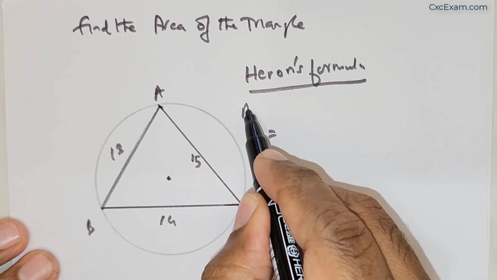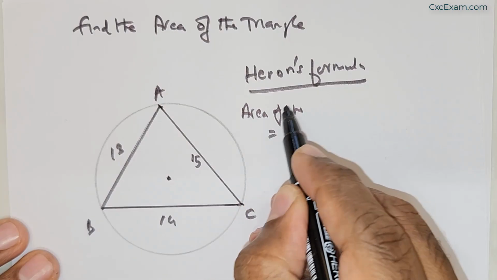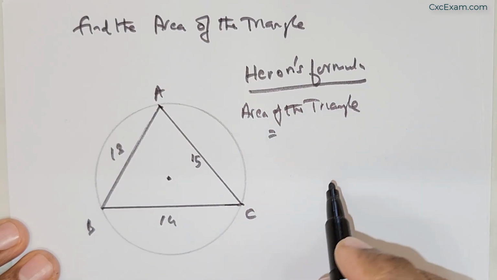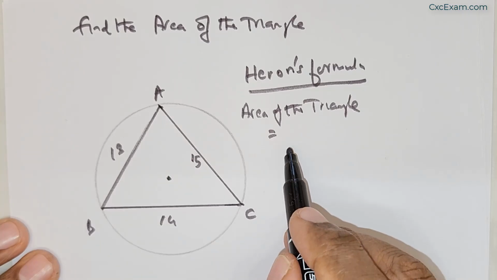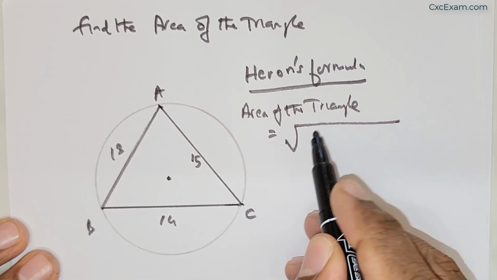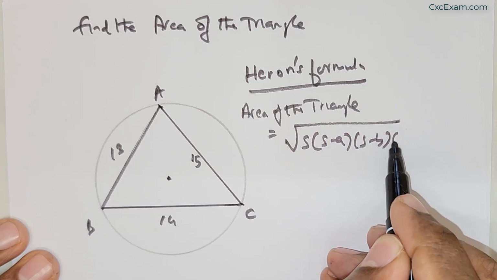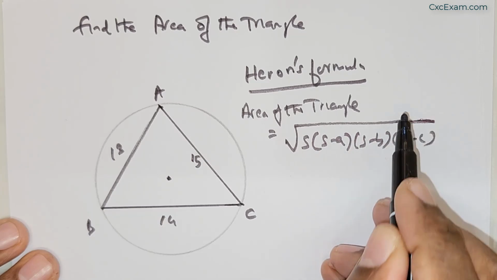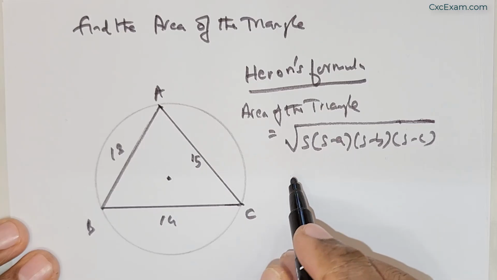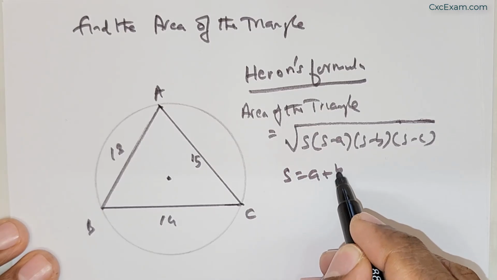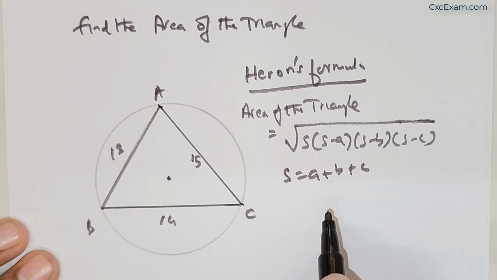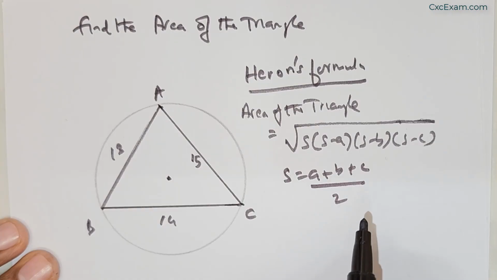Now, according to Heron's formula, the area of the triangle is given as square root of s times (s minus a) times (s minus b) times (s minus c), and s is equal to (a plus b plus c) divided by 2.